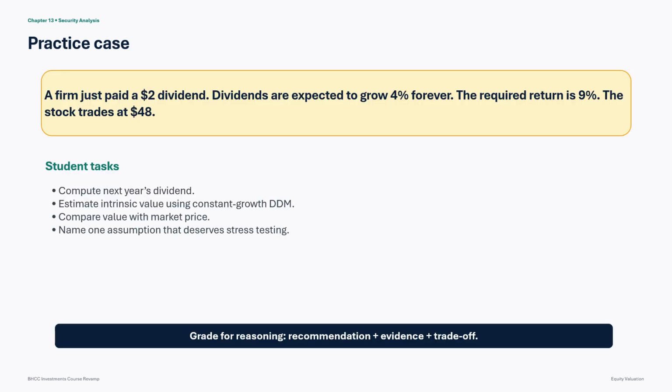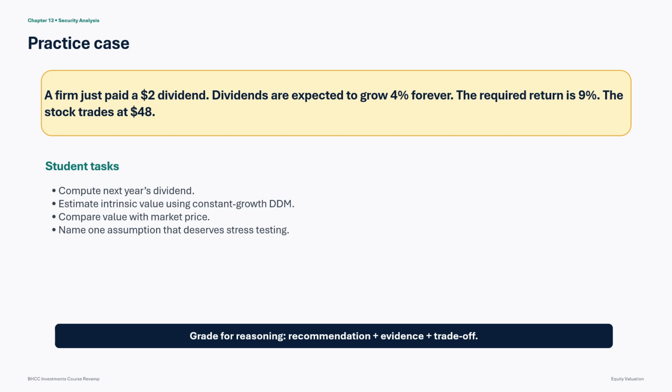Let us work the practice case carefully. The company just paid a dividend of $2. Dividends are expected to grow at 4% forever. The required return is 9%. The stock trades at $48. Task 1 is to compute next year's dividend. Take the $2 dividend that was just paid and multiply it by 1.04. That gives an expected next dividend of $2.08.